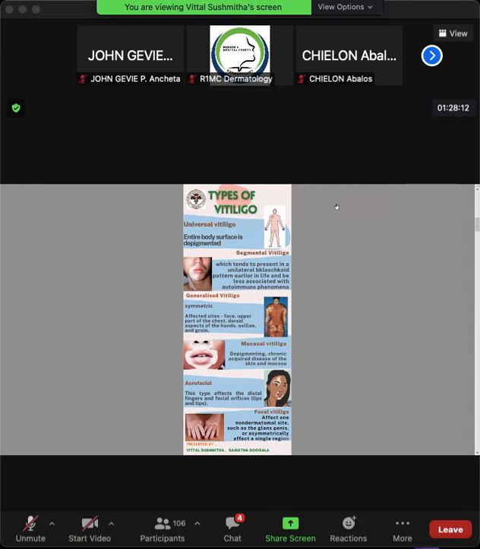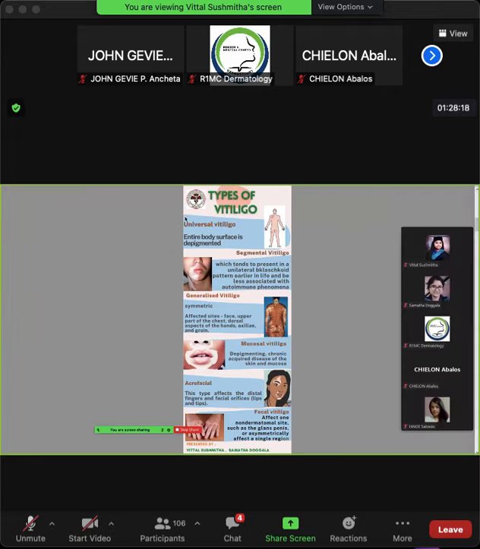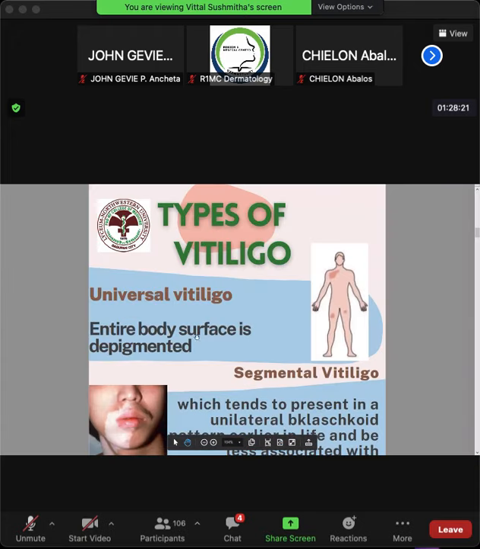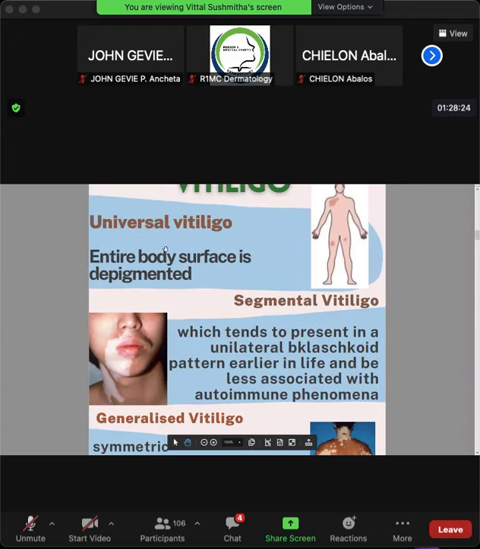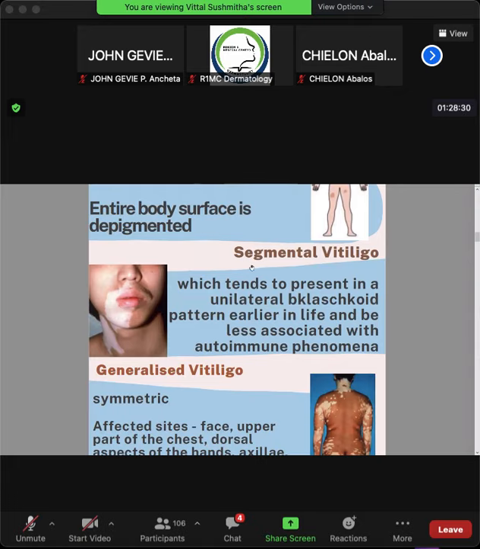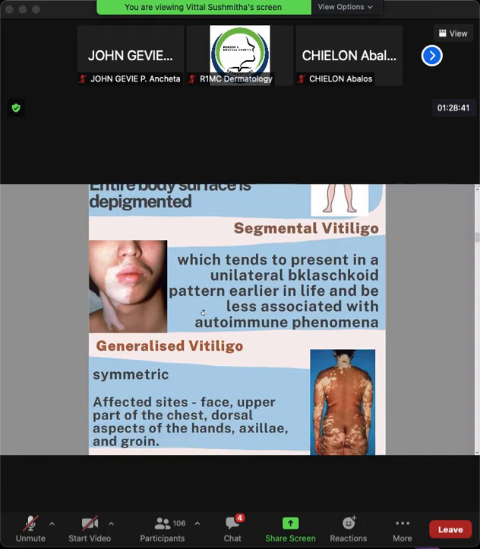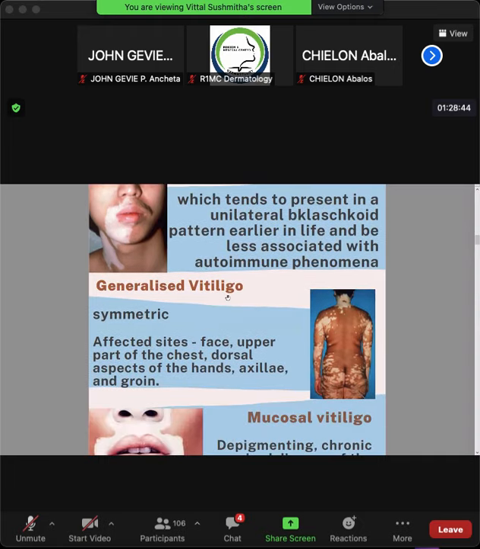So these are the types of vitiligo. In total there are six. First, universal vitiligo, in which the entire body surface is depigmented. The second is segmental vitiligo, which tends to present in a unilateral dermatomal pattern earlier in life and is less associated with autoimmune phenomena. And generalized vitiligo, which is symmetric, and affected sites include the face, upper part of the chest, dorsal aspects of the hands, axillae, and groin.